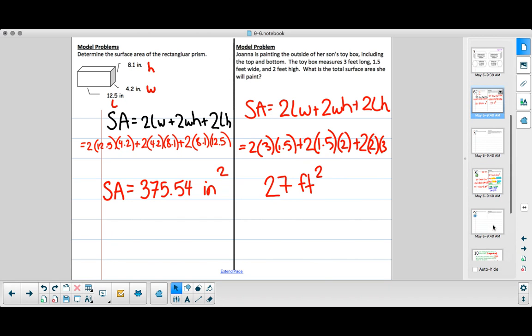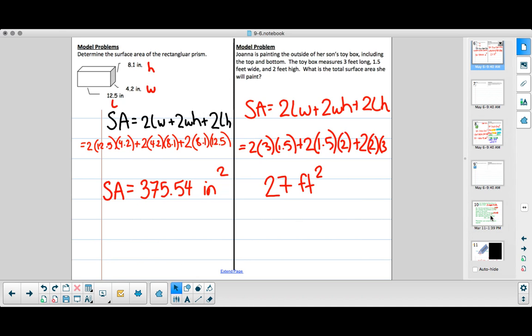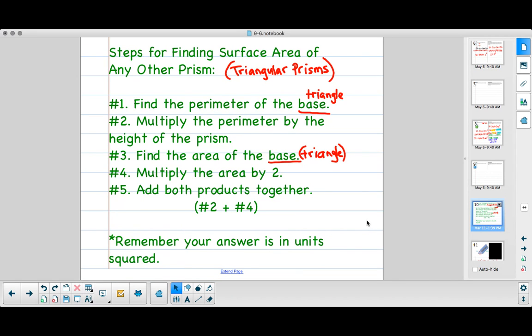I know that some of you had questions about finding the surface area of a different prism, such as a triangular prism, and I actually broke it down into steps for you. The first step would be to find the perimeter of the base. So if you're dealing with a triangular prism, the base is a triangle. So again, perimeter would be adding up the length of the 3 sides. You then take that perimeter and multiply it by the height of the prism. So you figure out the perimeter of this triangle and then multiply it by however tall your prism is.